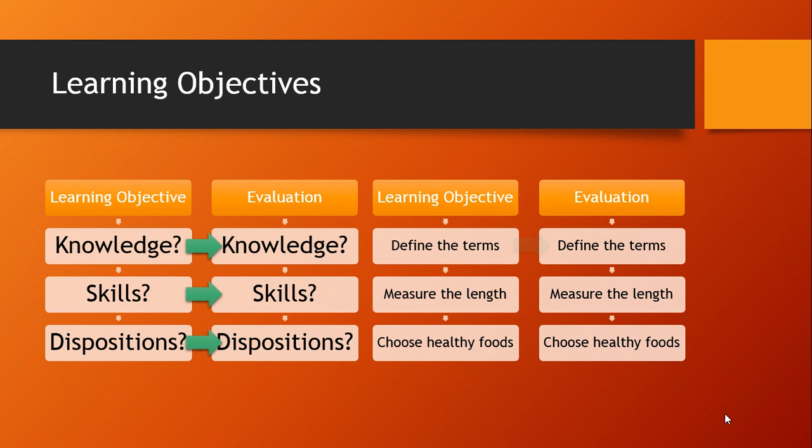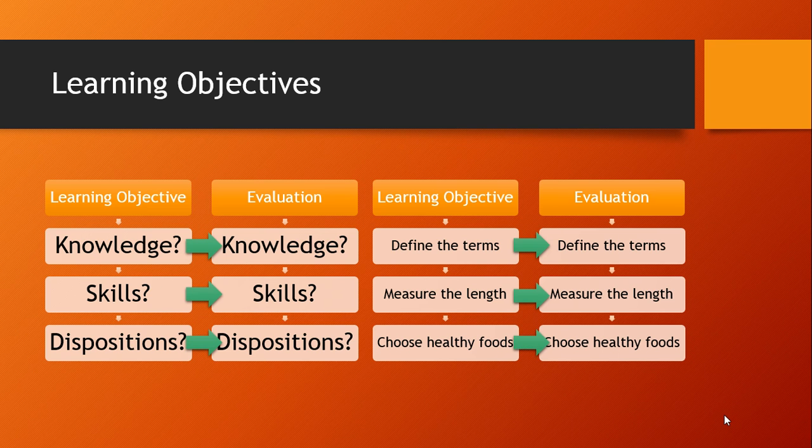For example, if your learning objective asks the students to define the terms of so and so, then is your evaluation asking them to define the terms? If your learning objective asks the students to measure a length of something, is the evaluation asking them to measure the length, or is your evaluation asking them to talk about how to measure the length? That's the key difference there.